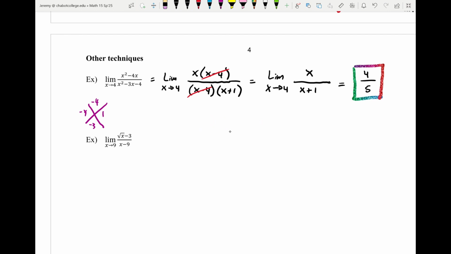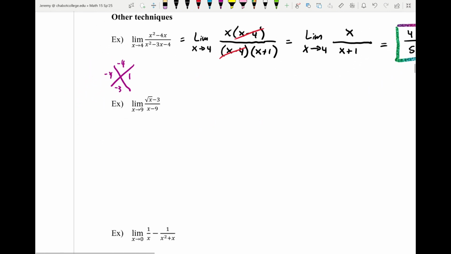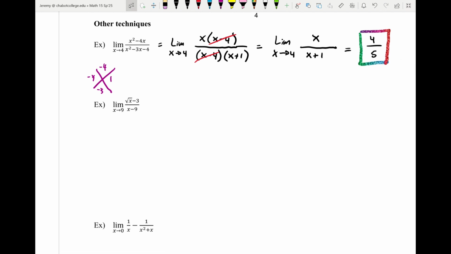Let's keep going. We've got another example here. So this example, we are looking at the limit as x approaches 9 of the square root of x minus 3 over x minus 9. Okay, so like always, I'll try to direct substitute. Am I allowed to plug 9 directly into this? No, I'm going to get a 0 in the denominator if I do that, so on to plan B. What else can I do here?